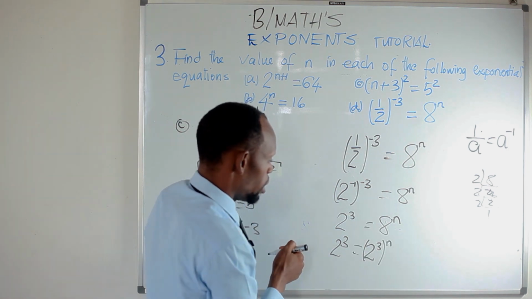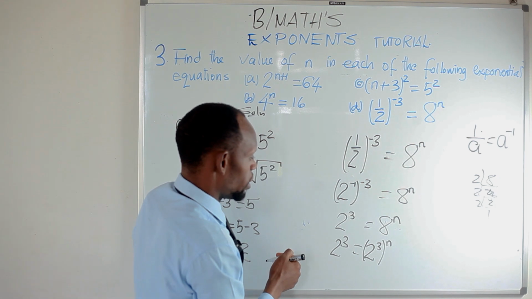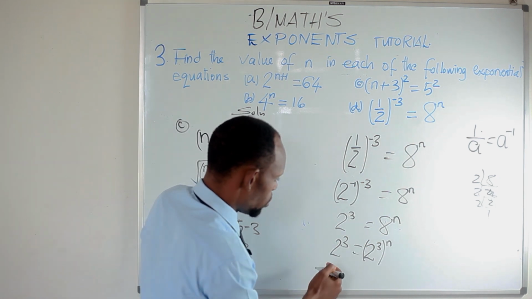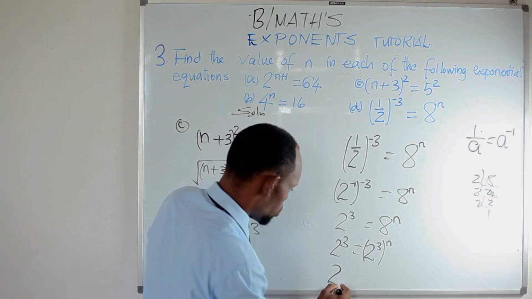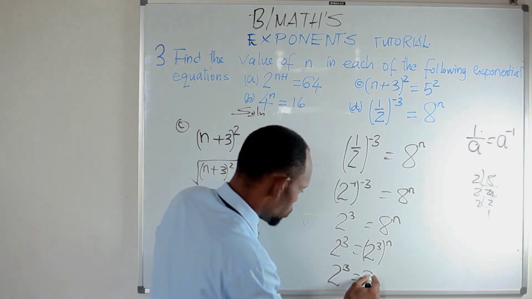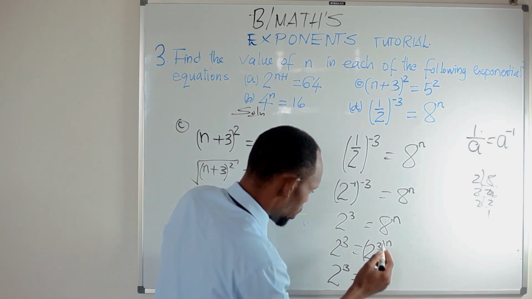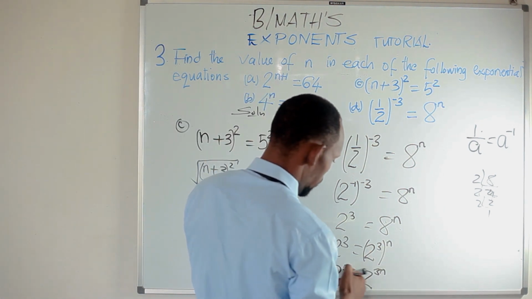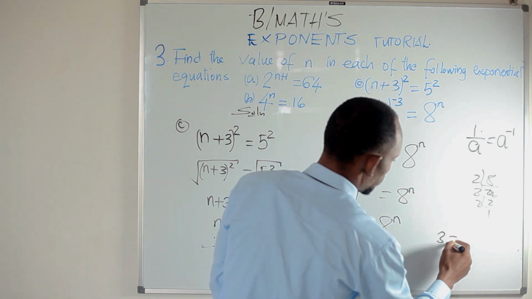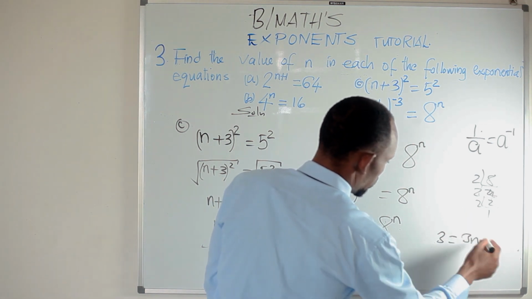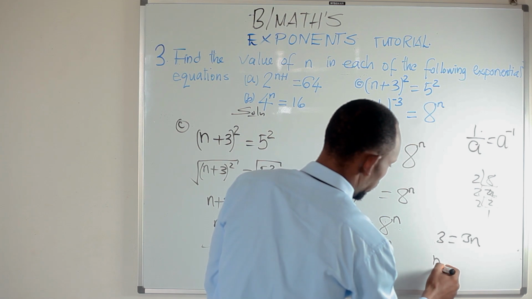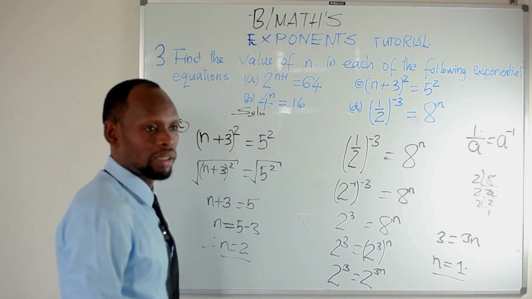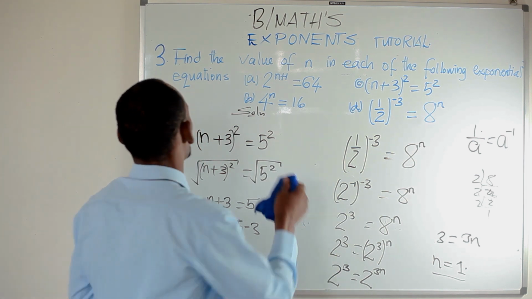Comparing the bases, you will find that these 2 and 2 are the same. So here it is, 2 power 3 equals 2 power 3n. The same bases, cancel them, therefore you get the same exponents: 3 is equal to 3n. Divide by 3 on both sides, you will find that n equals 1. So that is it.